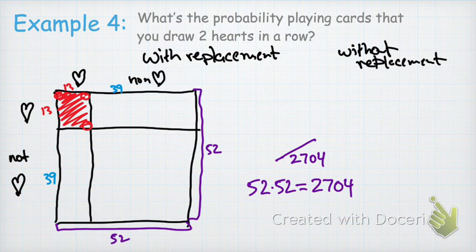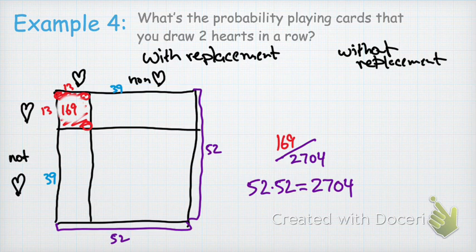There are, if we multiply 13 by 13, there's 169 ways that we can get two hearts. So that's the ways that we're interested in, and we can put that here. And so if we allow the card to be put back and we can draw it again, then that answer is 169 out of 2,704.